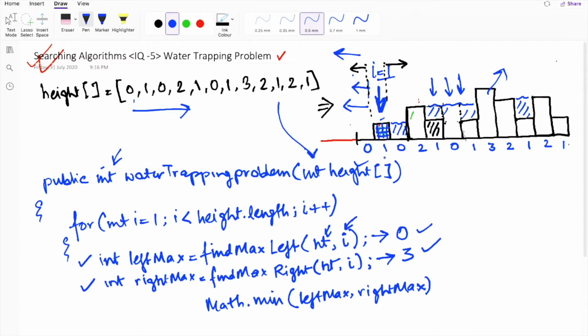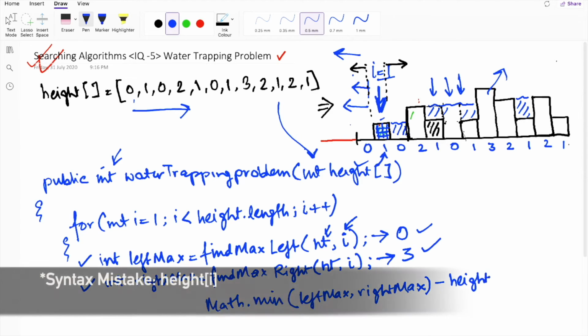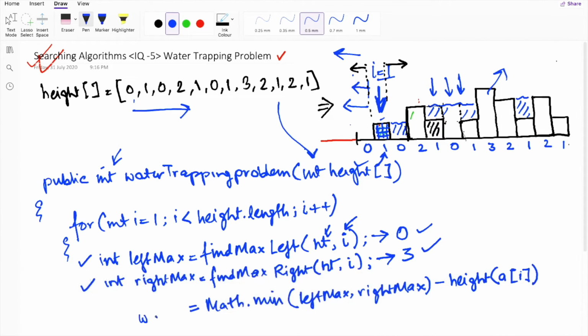So here, for example, the height of this block is 1. So here we will be subtracting the height of this block. And this is the total amount of water that this block can accommodate at a particular instance.